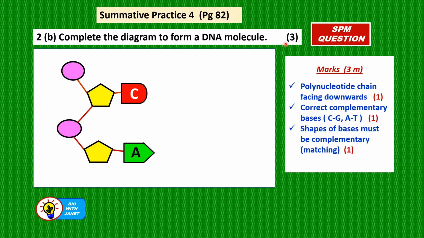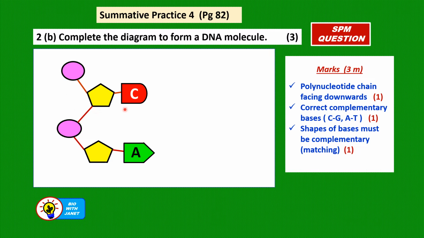3 marks. Now, this question is similar to the SPM question that has been asked before in the old syllabus, where the student is required to draw the DNA molecule. But part of the molecule has been drawn for you, so you just have to draw the other part. So we know that a DNA molecule consists of 2 strands of polynucleotides, right? So one strand is shown here, and in this strand of polynucleotide, 2 nucleotides are shown.